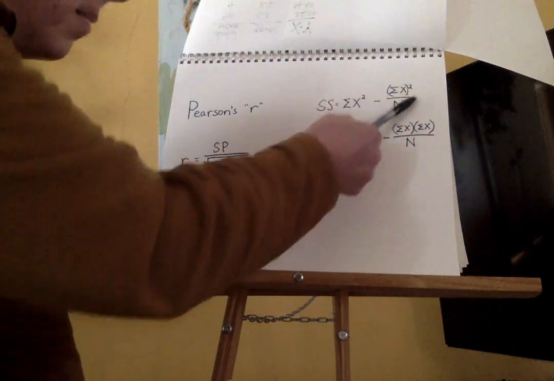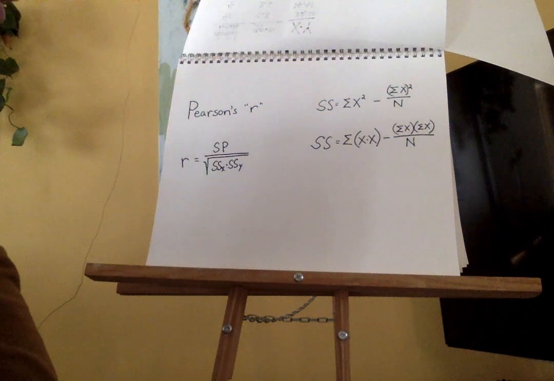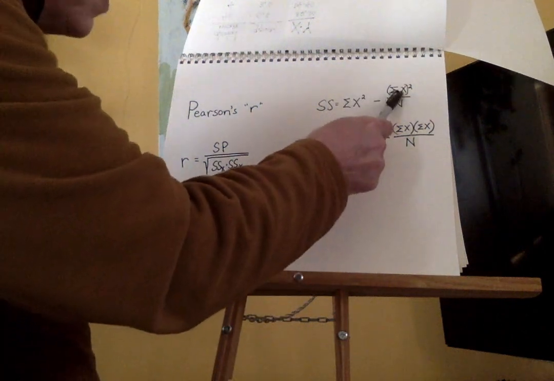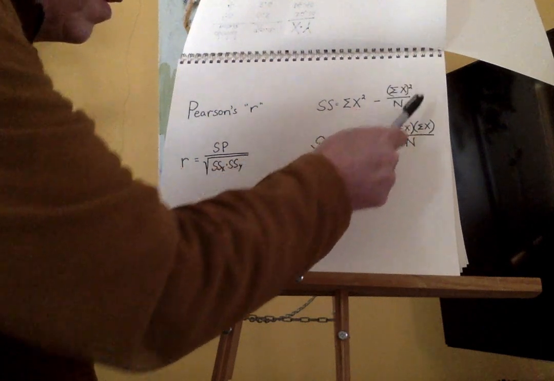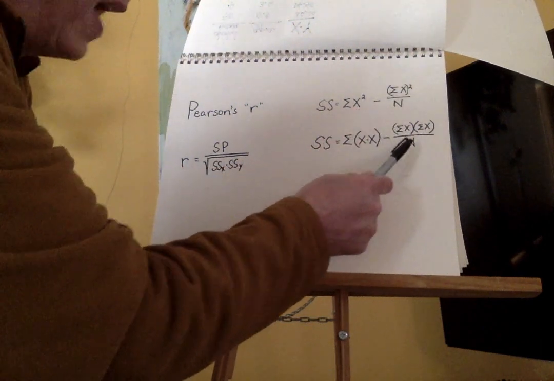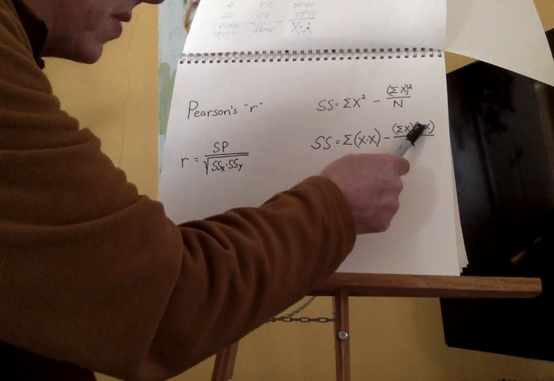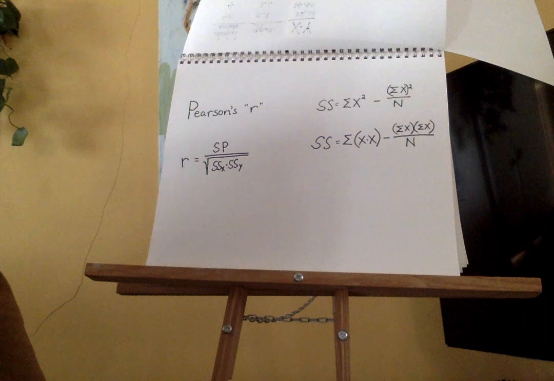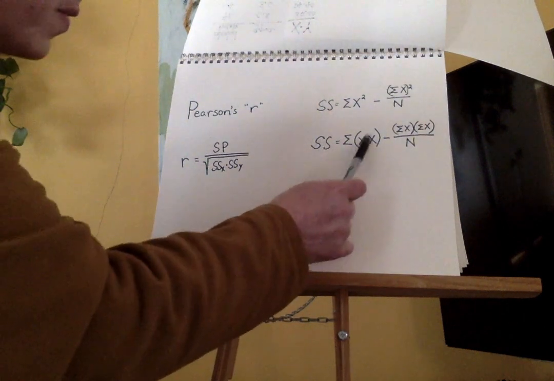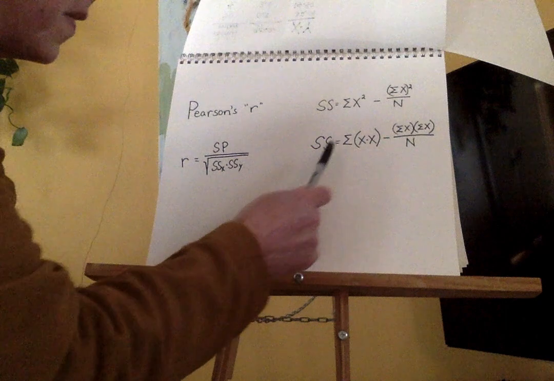If we go to this second portion of the sum of squares, what we do in that case is we get the sum of all the x's and then square that. If I expand that, it's sum of all the x's times sum of all the x's. Everybody with me? I'm just expanding this out, okay? And the reason I'm doing that is because this is sum of squares, right? Squaring here, sum of squares.